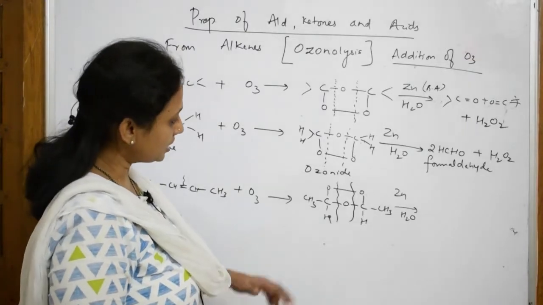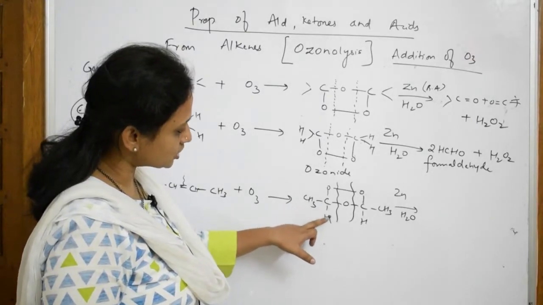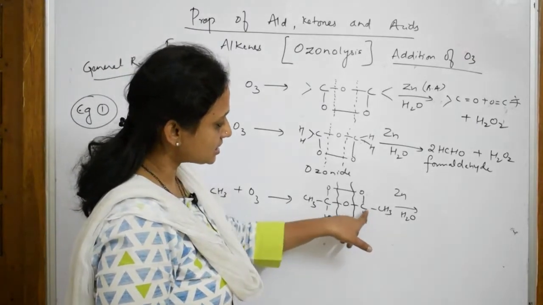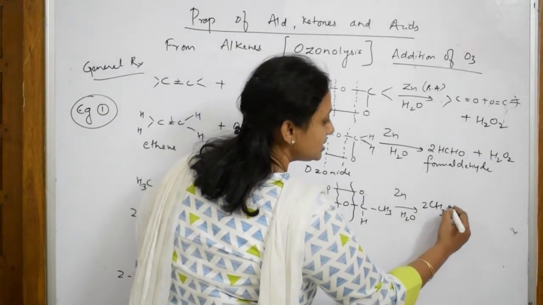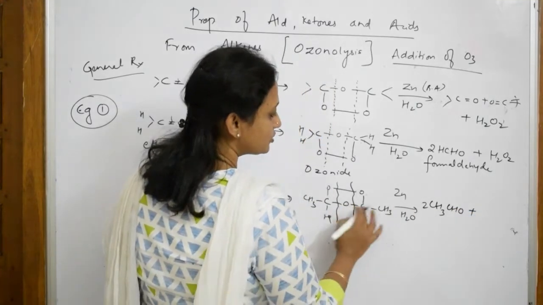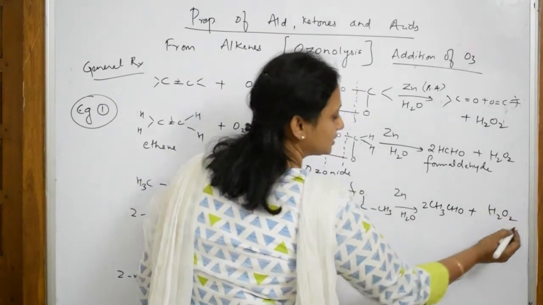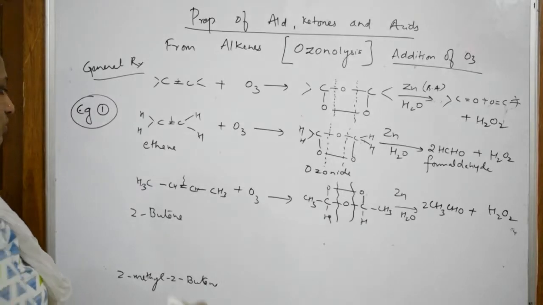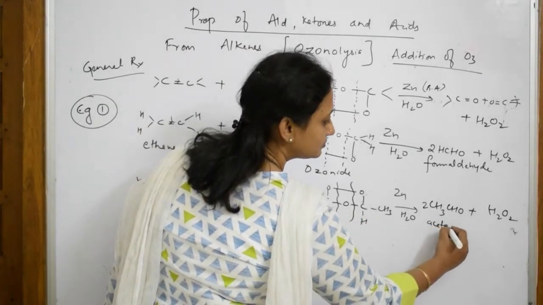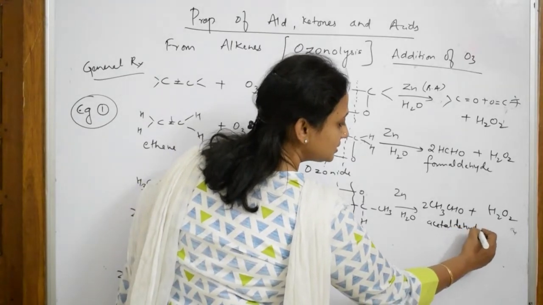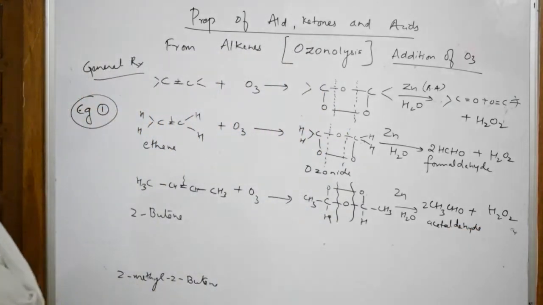When you're cleaving the bond, what do you get? CH3CHO, acetaldehyde. Two moles of acetaldehyde, plus hydrogen peroxide. Done. Yes, simple. So we've converted 2-butene to acetaldehyde. Simple.